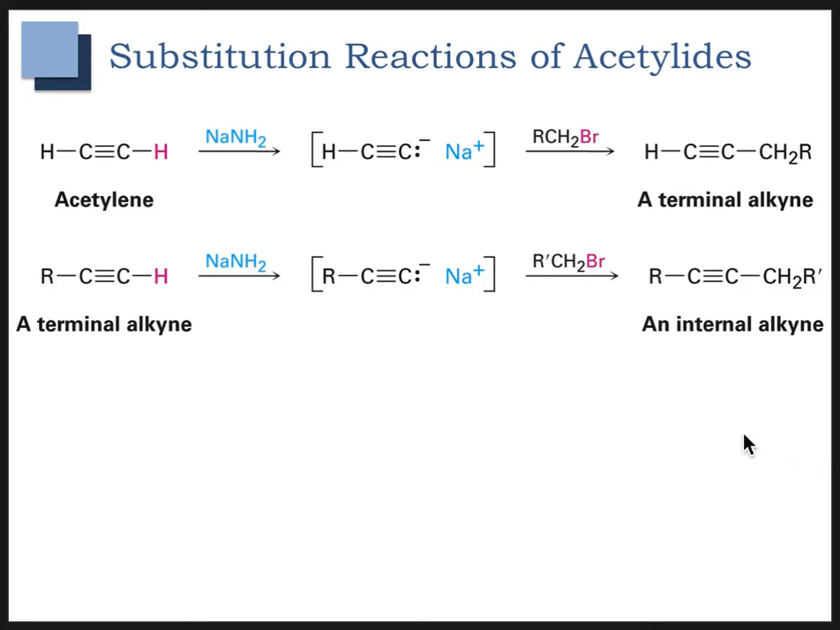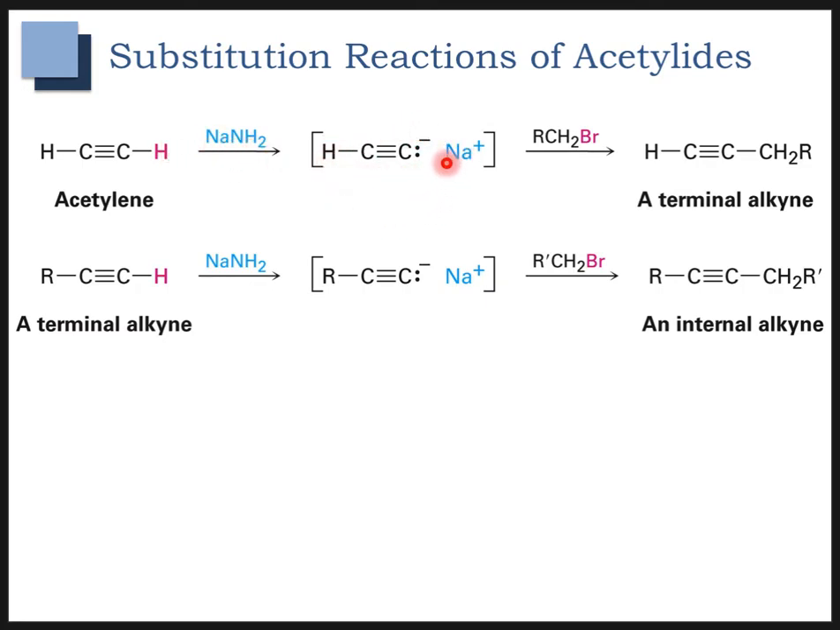So this first example is a substitution reaction of what's called an acetylide. You can take an acetylene, shown here, or any alkyne. If you remember from our acids and bases, this hydrogen here is actually fairly acidic. So if you use a strong base like NaNH2, it can deprotonate our hydrogen here, and you're going to end up with the acetylide.